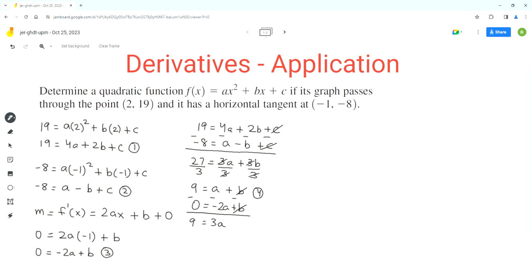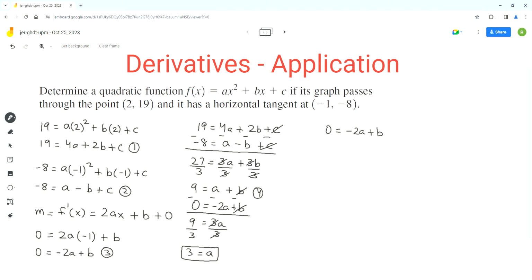Now we can isolate a by dividing both sides by 3. So the 3's on the right side will cancel each other out. So we get 3 equals a. So this is the value of a. Now we can find the value of b by using equation number 3. So equation number 3 is 0 equals negative 2a plus b.